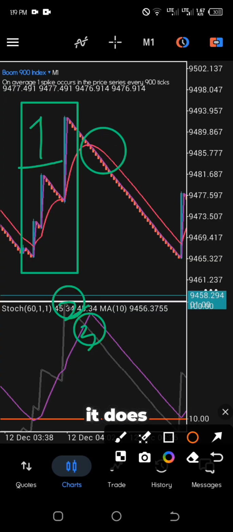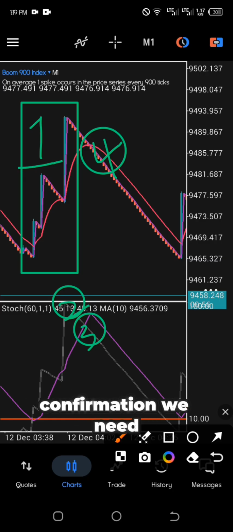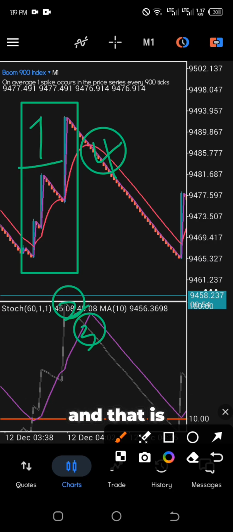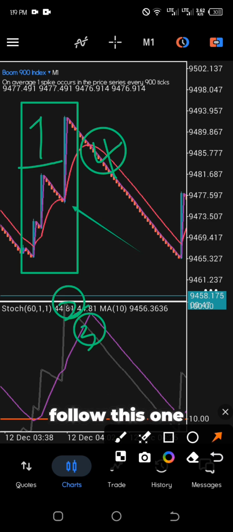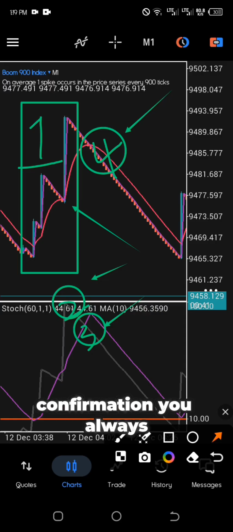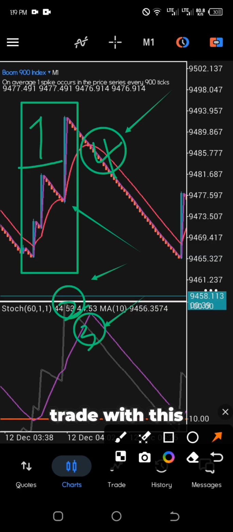Yes, it does break below the moving average, and that's the fourth confirmation, and this is all the confirmation we need for this strategy. And that's how we use this strategy to take a trade. It's very simple and very straightforward. Follow the rules step by step. Follow this one, this one, this one, and this one. So that is the confirmation you always want to use before taking any trade with this strategy.